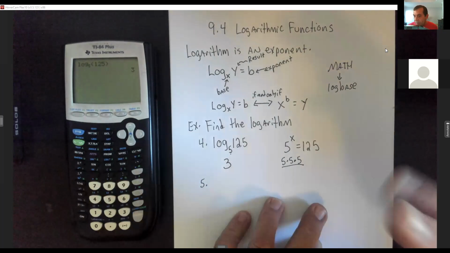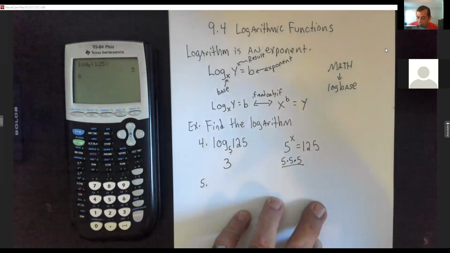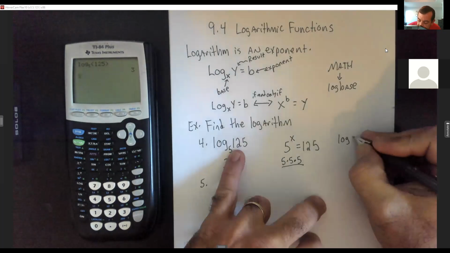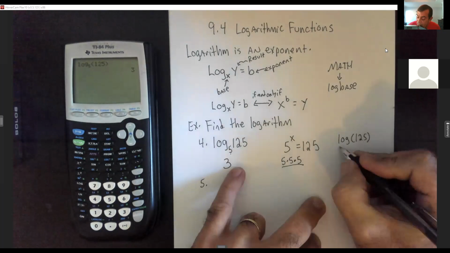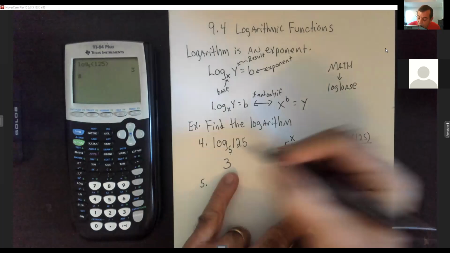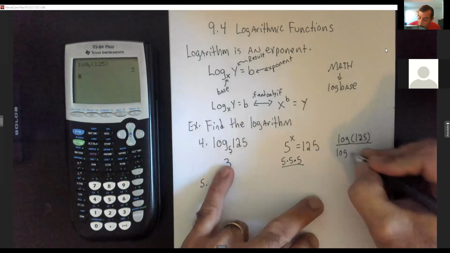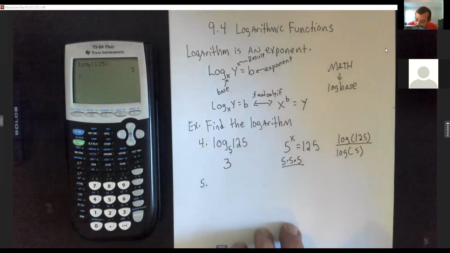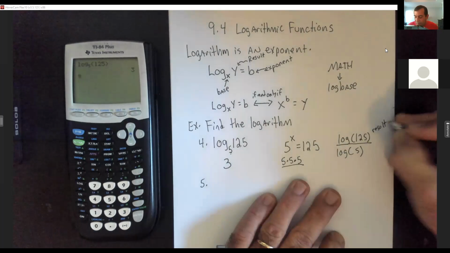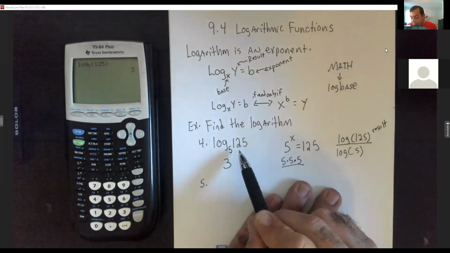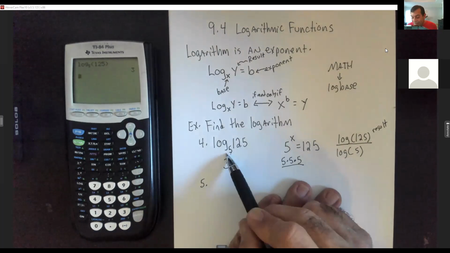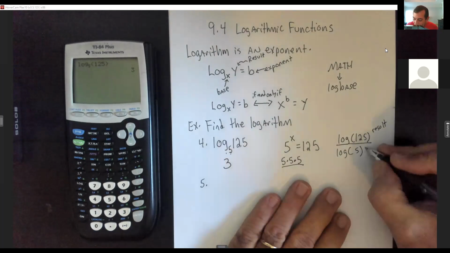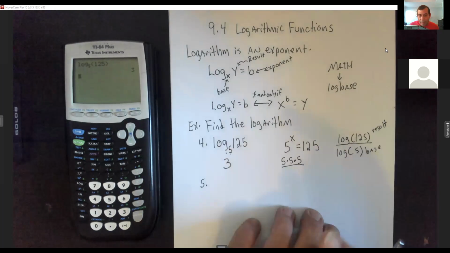So if you don't have the log base, you would have to take the log of the result, which is the log of 125, and divide that by the log of the base, which was 5. Okay, so it's always the result on top. I always remembered that because it was higher than the 5 was. So since it's sort of up higher, I knew it went on top, and then the base went on bottom.